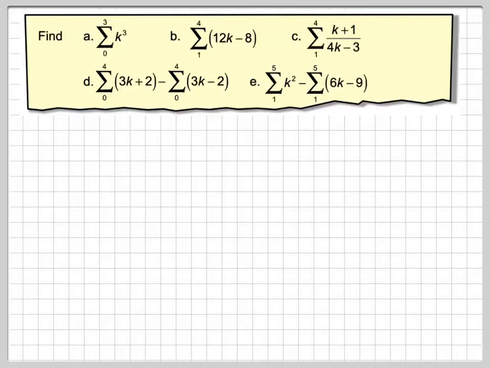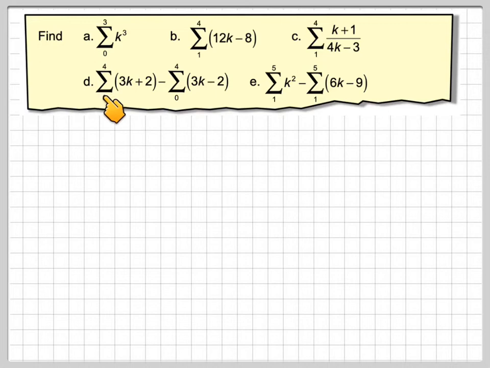So in this video, given the sigma notation, can we actually find the sum? Part A says find the sum from 0 to 3 of k cubed. B, sigma, the sum from 1 to 4 of 12k minus 8. Part C, the sum from 1 to 4 of (k plus 1) over (4k minus 3).